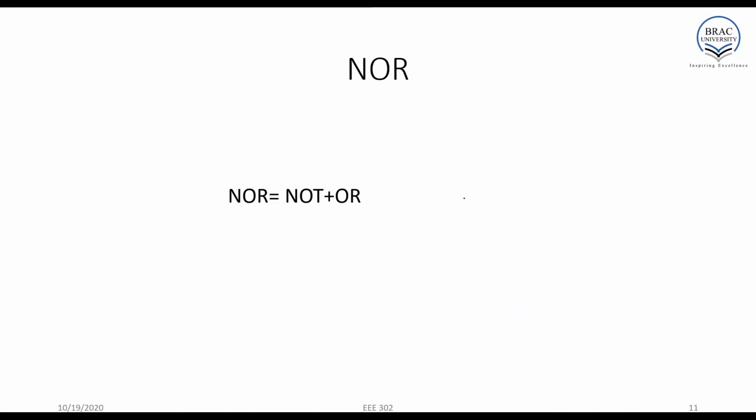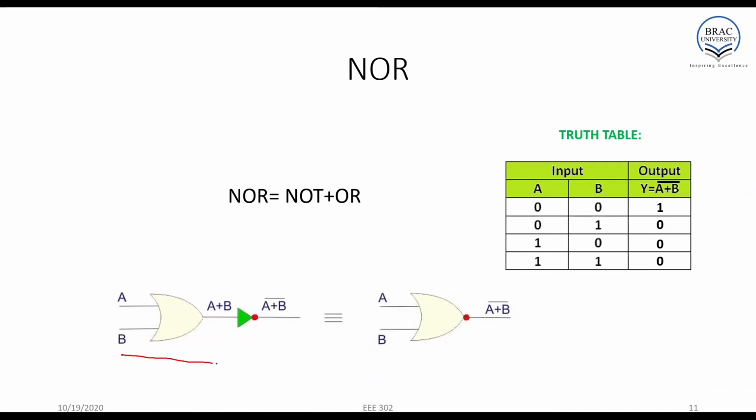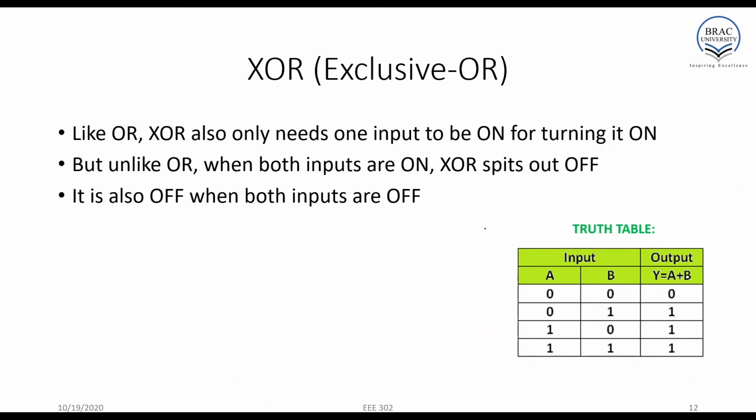Similarly, NOR is the opposite of the OR gate, and this is the output of a NOR logic gate. You can see the symbol like this, A plus B, whole bar, and this is the circuit representation. So XOR is a little bit different than OR.